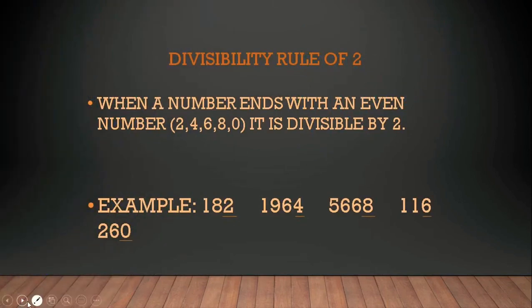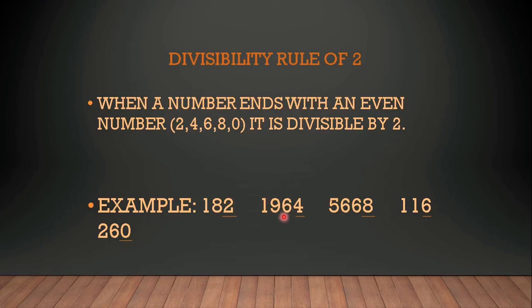Now, divisibility rule of 2. When a number ends with an even number, or 2, 4, 6, 8, or 0, it is divisible by 2. For example, 182 is divisible by 2 because it ends with an even number.